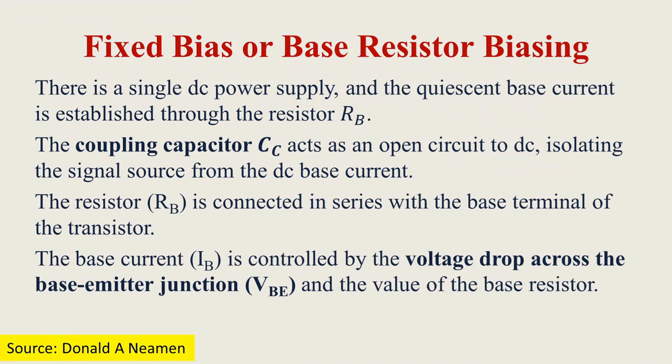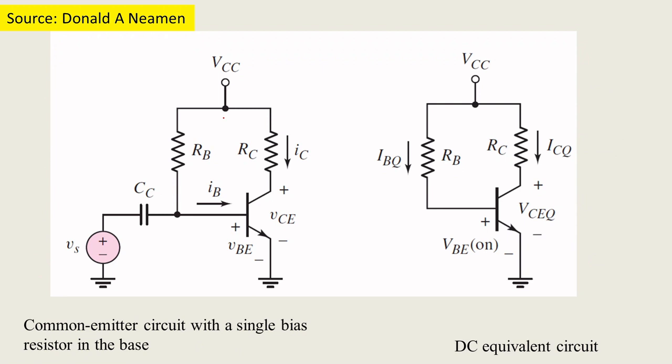Dear students, today we will discuss the topic fixed bias or base resistor biasing. This is one of the basic techniques to keep your operating point stable. So this is a circuit. You can see here.